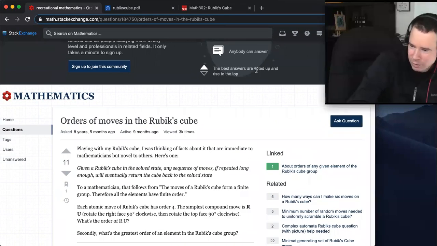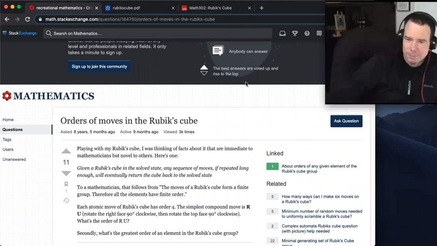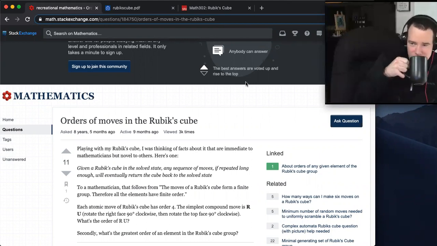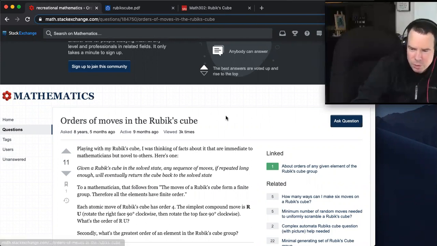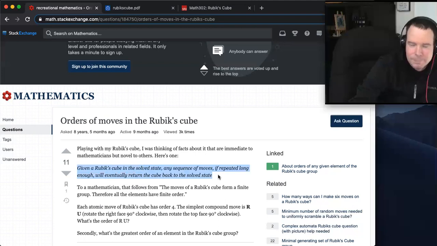Just minutes before class started today, I just Googled order of moves in Rubik's Cube just to see what would come up. And there was a Math StackExchange post that said orders of moves on the Rubik's Cube. And this person says, playing with my Rubik's Cube, I was thinking of facts that are immediate to mathematicians but novel to others. Here's one. Given a Rubik's Cube in the solved state, any sequence of moves, if repeated long enough, will eventually return the cube back to its solved state. And so that's sort of in layman's terms what can happen. But for us, we've now got this expressed in terms of what we call an order.